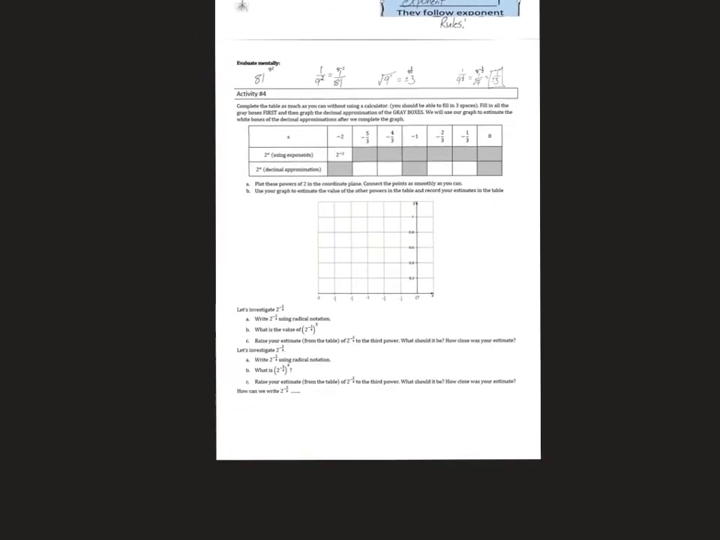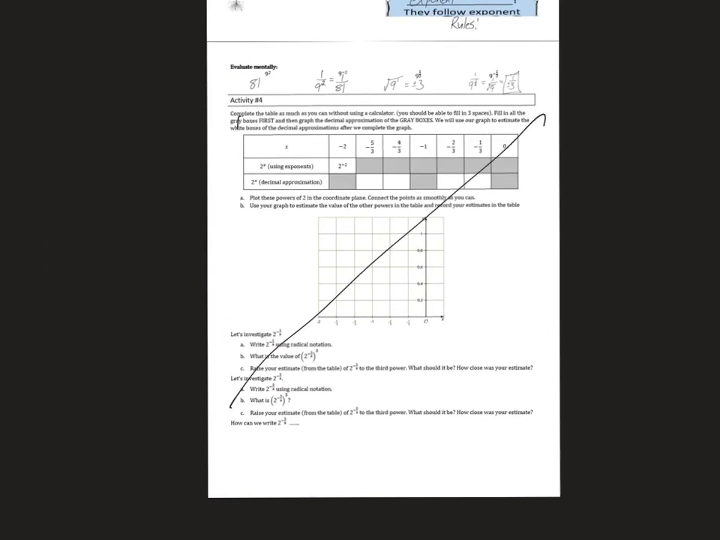We're going to skip all of the rest of this page, so we're not going to do any of these, and then we're going to go to the second part of these notes and answer those questions.